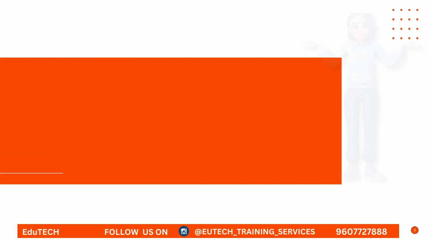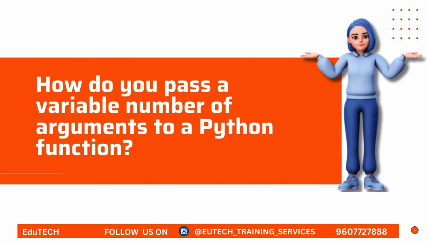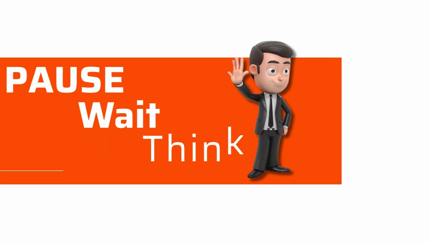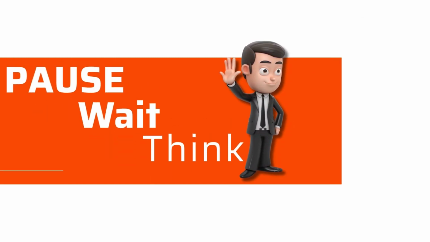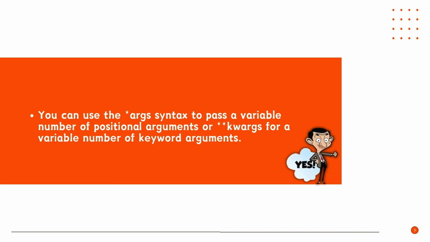How do you pass a variable number of arguments to a Python function? You can use the *args syntax to pass a variable number of positional arguments, or **kwargs for a variable number of keyword arguments.